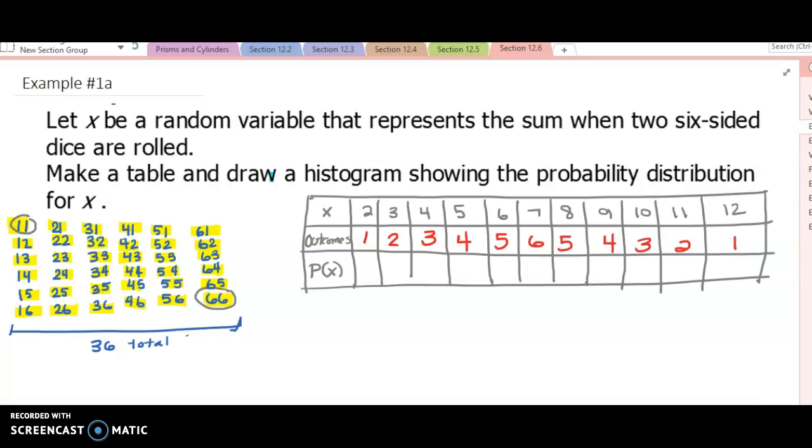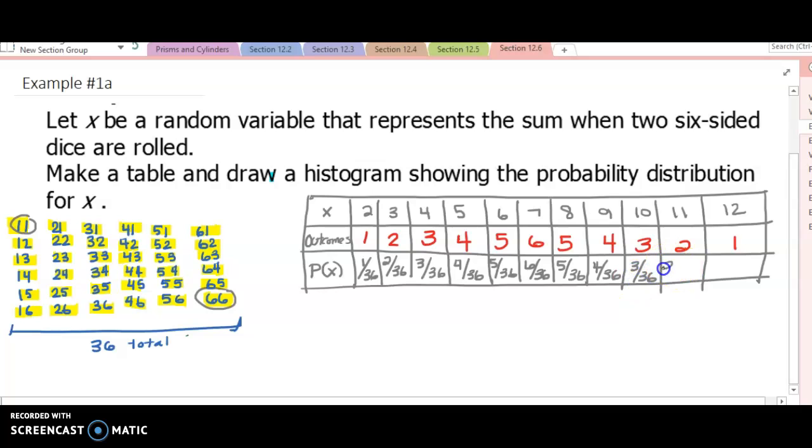Okay, so my probability for each one of these, well, if I can only do it one way, that's 1 out of 36 tries. This would be 2 out of 36, 3 out of 36, 4 out of 36, 5 out of 36, 6 out of 36, 5 out of 36, 4 out of 36, 3 out of 36, 2 out of 36, and 1 out of 36. That's how many ways I can roll 2 dice, and they sum to 2 through 12.